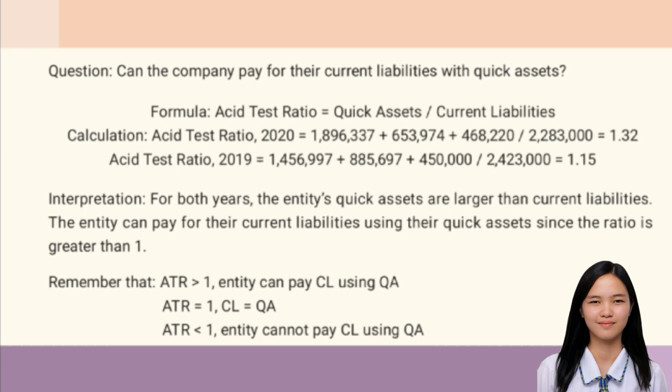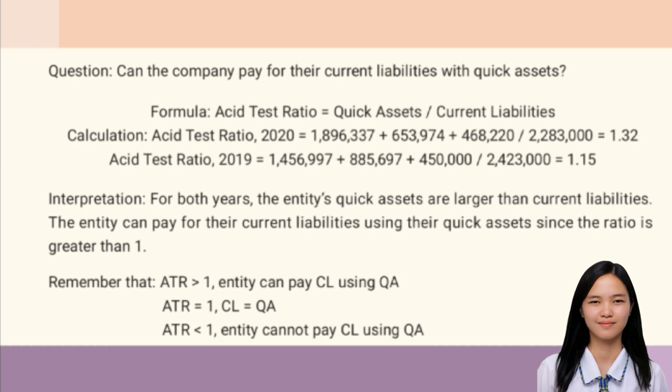So, habang sinasabi ko po yung numbers, sundan nyo po sa example na financial position sa Grumpy Cat Company yung amounts na sinasabi ko para mas maintindihan. So, let's continue. And then, for 2019 is 1,256,997 plus 885,697 plus 450,000 divided by your current liabilities for 2019 of 2,423,000. So, the asset test ratio is 1.15.